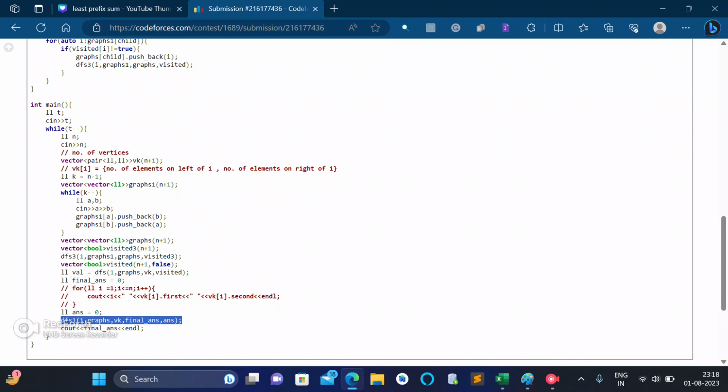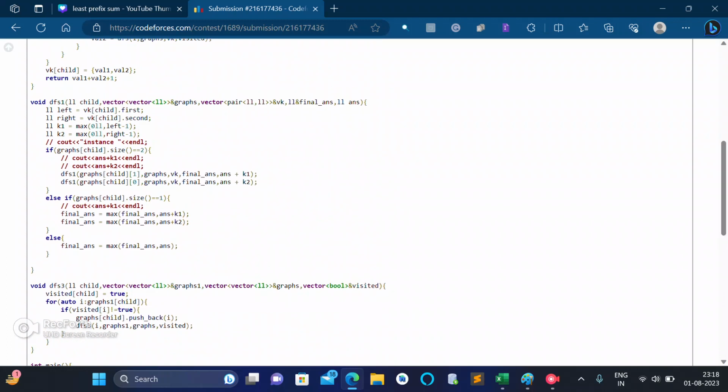Then what we had done is we called this DFS1 now. First we made a DFS3 call, then the DFS1 call, in which I passed final answer and answer. Then this is the code of it. You can see what I had done: answer plus k1, answer plus k2. Here k1 and k2 are left minus 1 and right minus 1, that is max of 0 comma left minus 1 and max of 0 comma right minus 1. And then I made a DFS call, and you can see I have passed child 1.